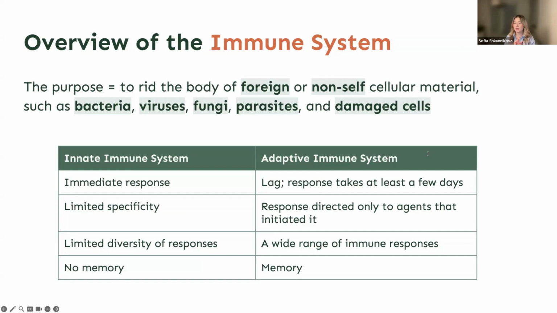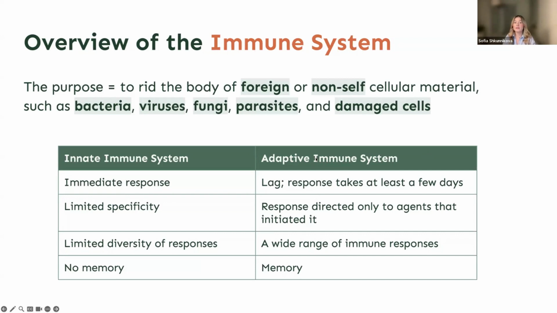This includes our skin as a physical barrier, mucous membranes, and our intestinal lining. These are physical and chemical barriers that prevent pathogens from entering our body. If a pathogen manages to get in, the innate immune system will trigger an immediate response. Unfortunately, it has limited specificity, meaning that anything resembling a threat will trigger the response because our body wants to be on the safe side. There's also a limited diversity of responses. Usually this response is very aggressive because the aim is to eliminate the threat right away. The innate immune system also has no memory, which means that the same response will be triggered every time we encounter the same pathogen.